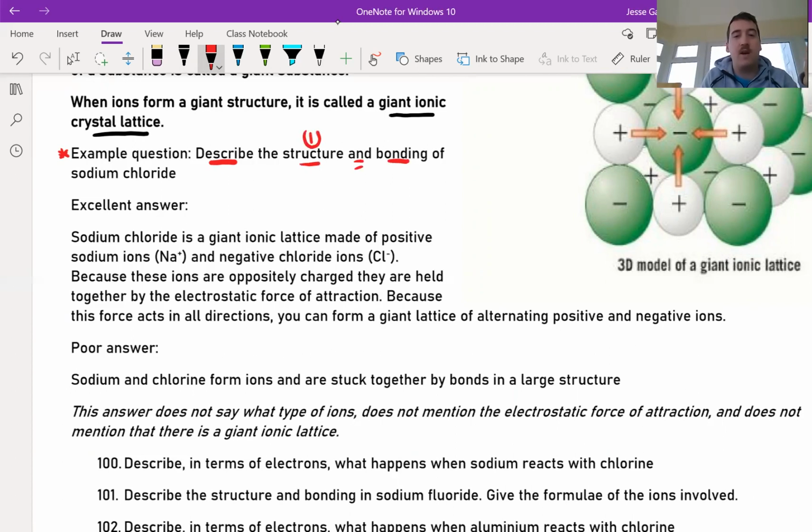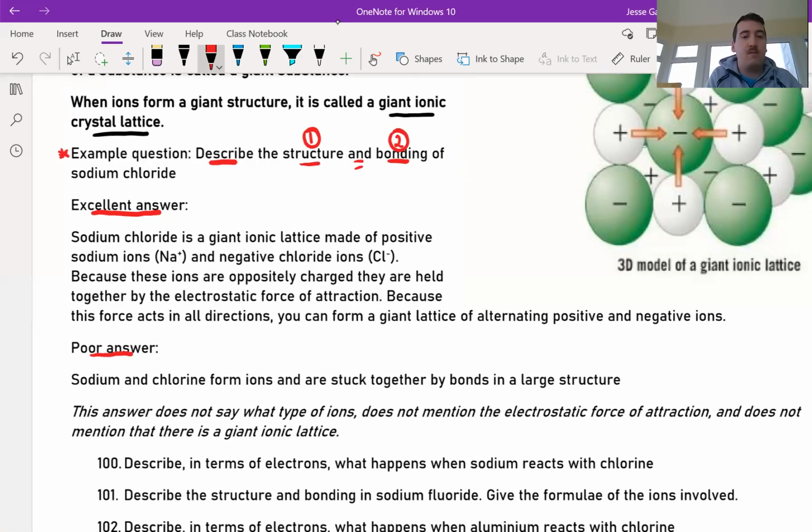I suggest that you do the same. I'm going to say, okay, talking about the structure is one part of the answer, and number two, talking about the bonding is another part of the answer. So what I want you to do here is, I've given you two sample answers. One of them, this one here, I consider to be an excellent answer. And then this one here, I consider to be a poor answer.